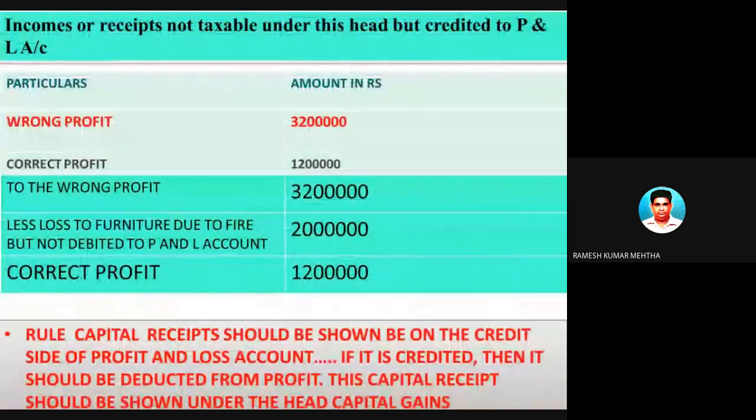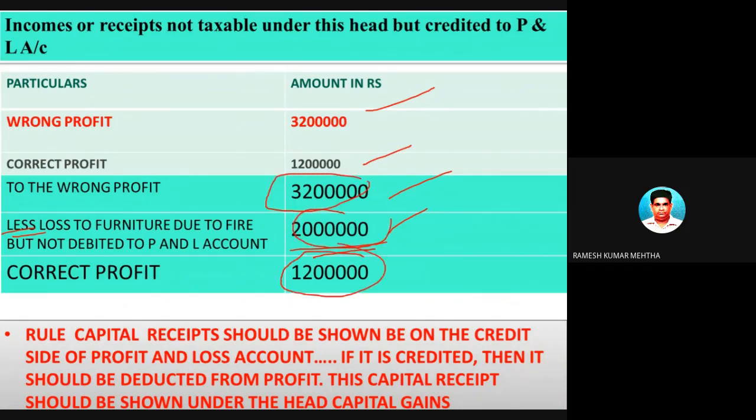So this is the summary. Wrong profit was 32 lakh rupees. Right profit was 12 lakh rupees. From the wrong profit, remove the capital receipts which are not to be shown on the credit side of profit and loss account. So after you remove 20 lakh rupees from this 32 lakh rupees, the right profit will be 12 lakh rupees.